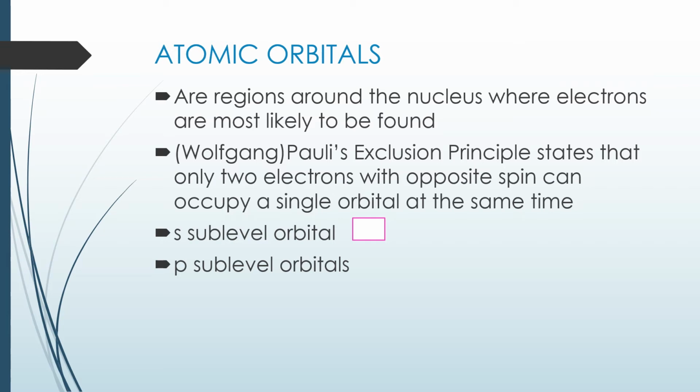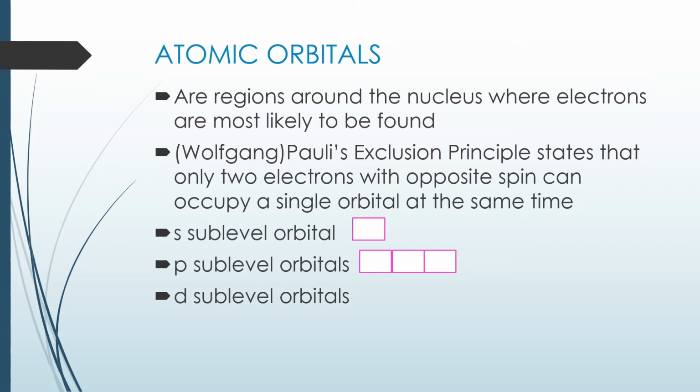Ang P sublevel naman ay merong hanggang 6 na electrons. Bakit kaya? Kasi meron siyang 3 orbitals. Bawat isang orbital ay kayang humawak ng 2 electrons. So, 3 orbitals times 2 electrons per orbital equals 6 electrons. Maximum of 6 electrons lang ang pwedeng hawakan ng P sublevel.